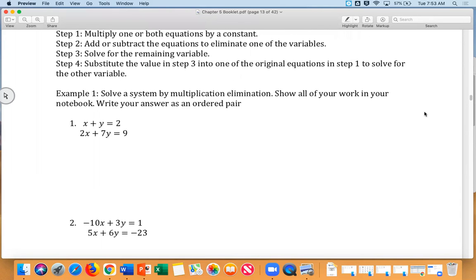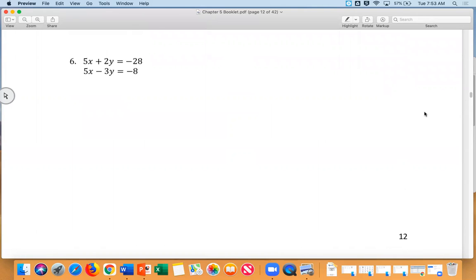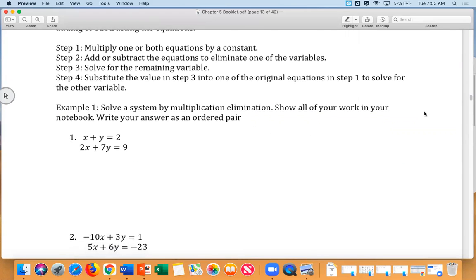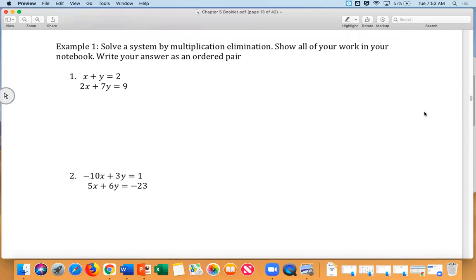One more time. Let's look at number 6. Do you see how the x's are the same in number 6? Yeah. Okay. Now, let's look at today's lesson. Look at number 1. What do you notice? What's the difference between the ones from yesterday and the ones from today?